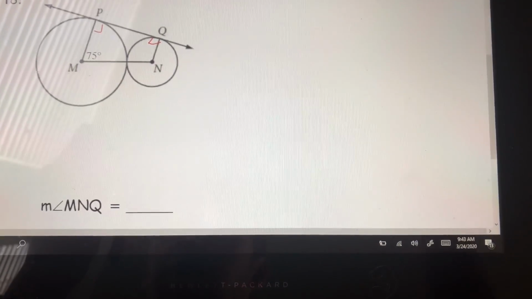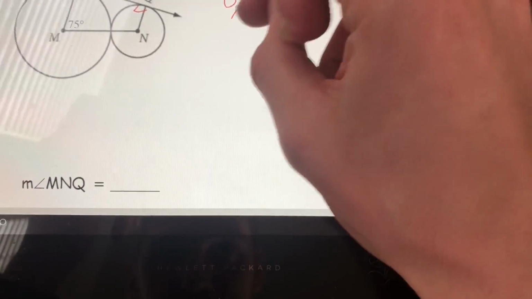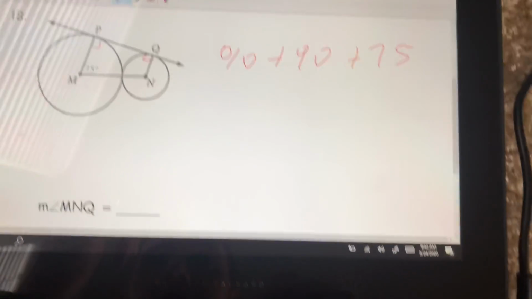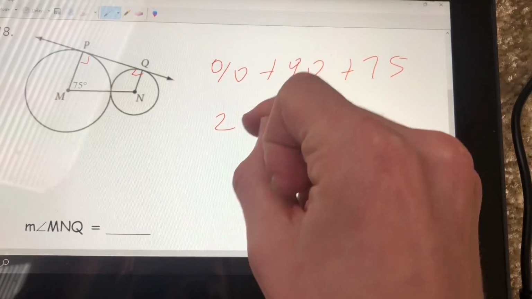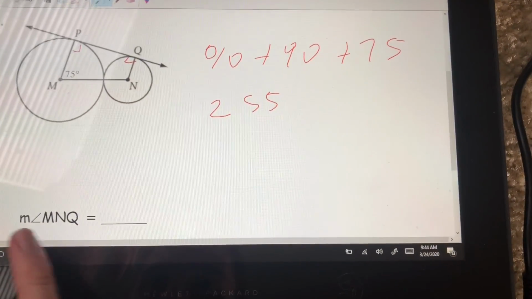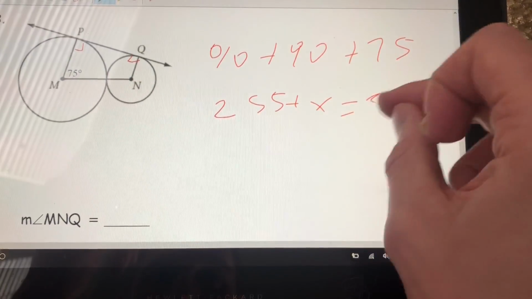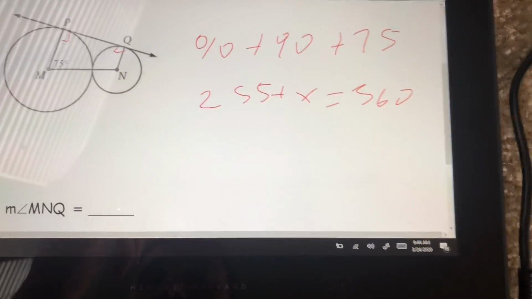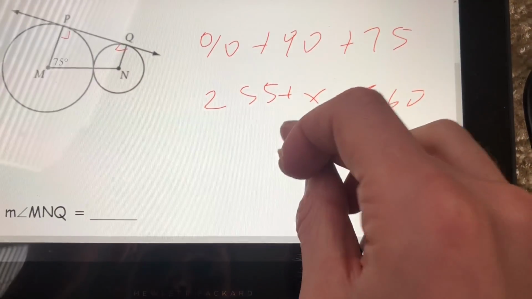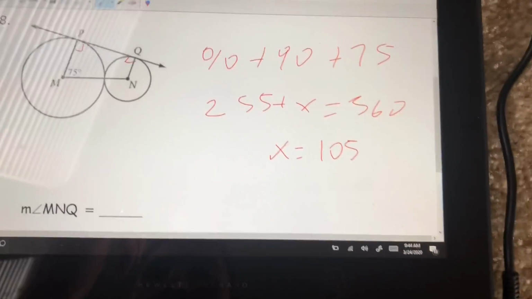So since we have two right angles and a 75 degrees, we'd add all those up. 90 plus 90 plus 75 gives us 255. And we know MNQ, what we're looking for, right angle MNQ, we can call that x, so 255 plus x equals 360 because it's a quadrilateral, so all four angles have to add up to 360. So then x in this case will equal 105 once we subtract it over.